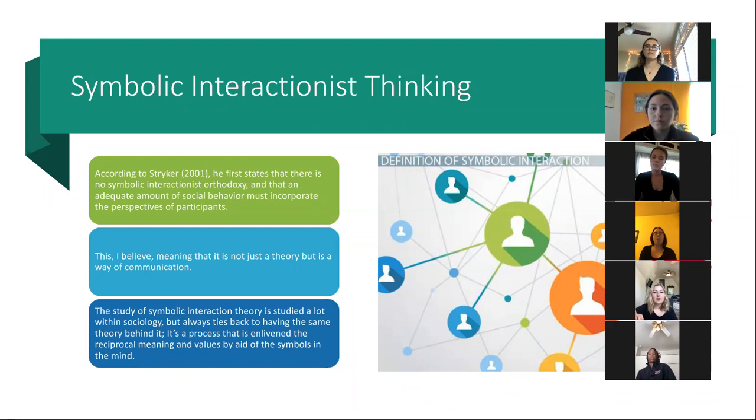By this, I believe he means that it's a way of communication more than a theory, and social aspects affect it as well. From this, I have learned that symbolic interaction theory is studied a lot within sociology, but it always ties back to having the same meanings. It's a process that has enlivened the reciprocal meaning and values by aid of symbols in the mind. Next, Ashley will be discussing social learning theory.